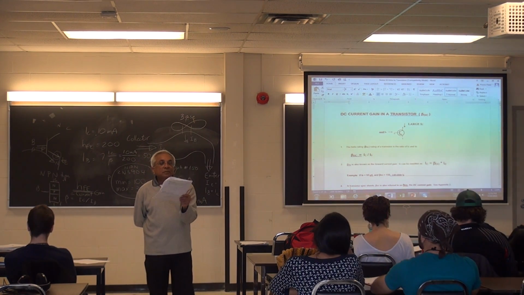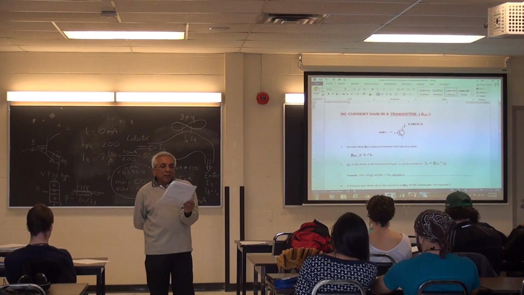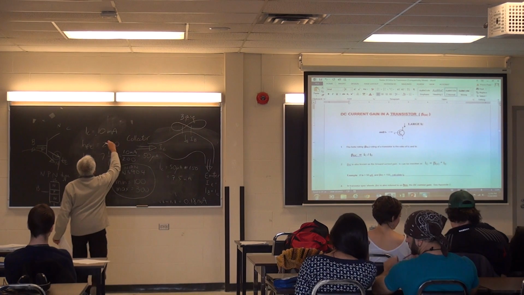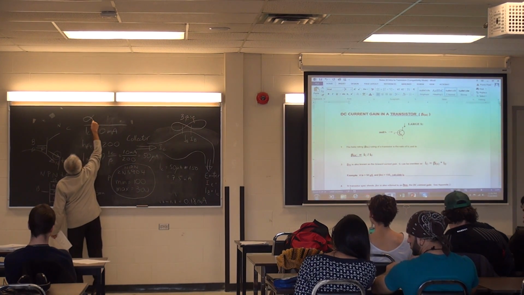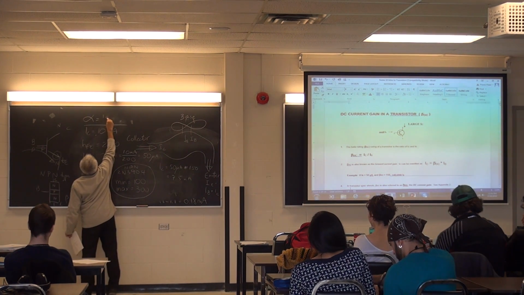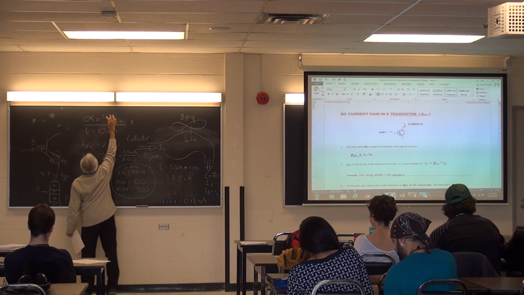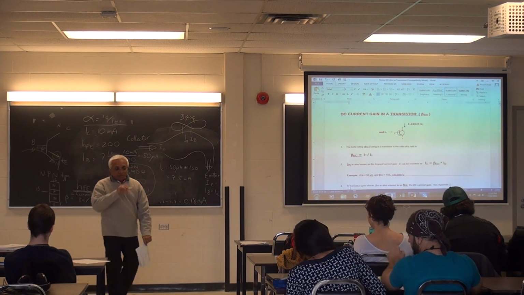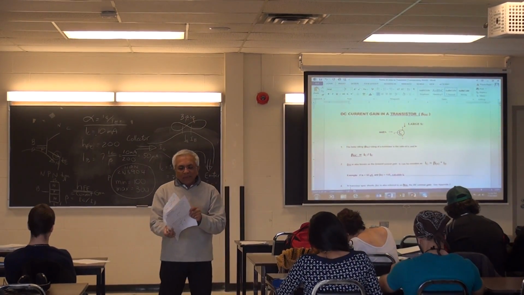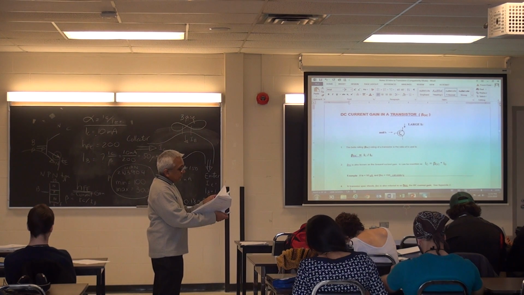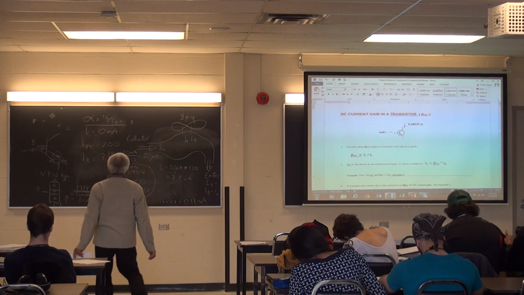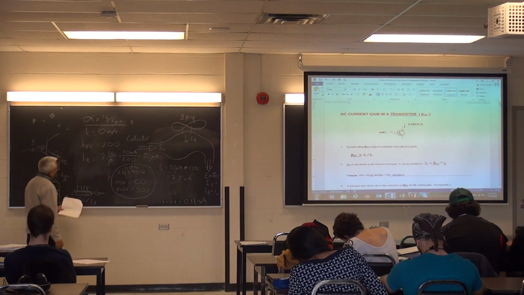There's another parameter called the alpha of a transistor. We've got the beta of a transistor, but the alpha of a transistor is defined as IC over IE. We're not going to spend too much time on the alpha of a transistor. It's not really that critical. It's not mentioned in the spec sheets. The beta is mentioned in the spec sheets. We have to know the beta of a transistor.